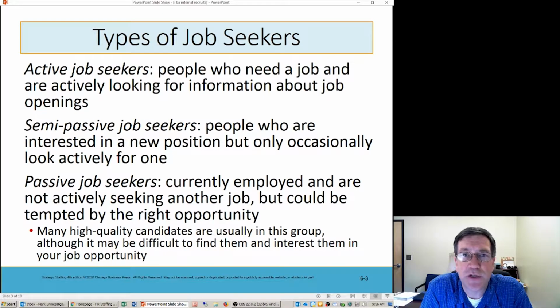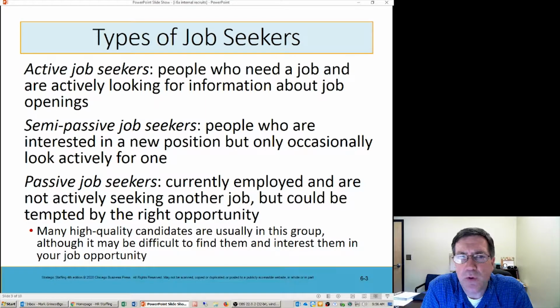So with an active job seeker, people who need a job and are looking actively for one, the benefit to us as an organization is that it might be a little cheaper. We might be able to get them on the lower end of our salary range because they've got to take whatever they can get. The second category of job seeker is the semi-passive.